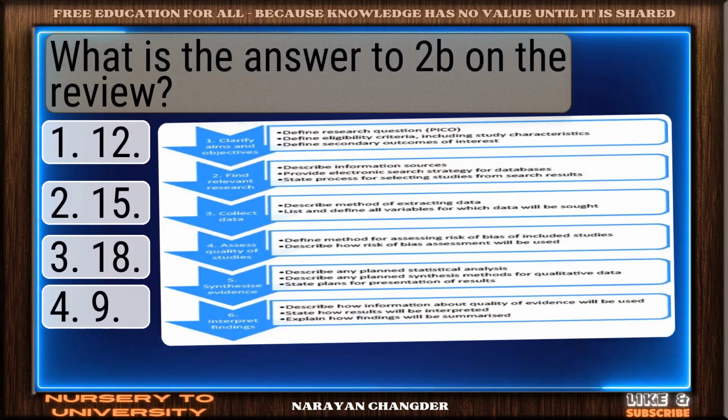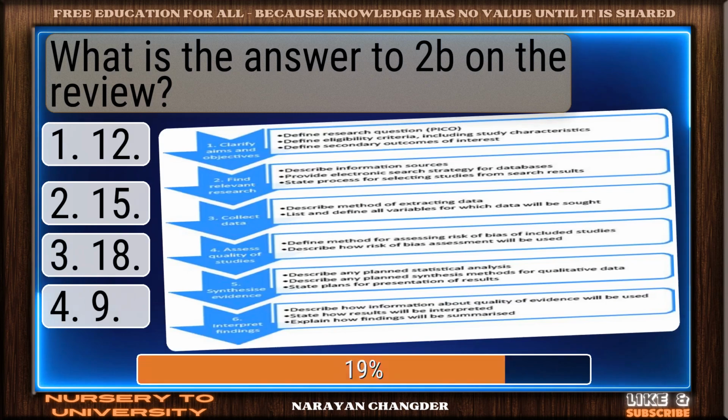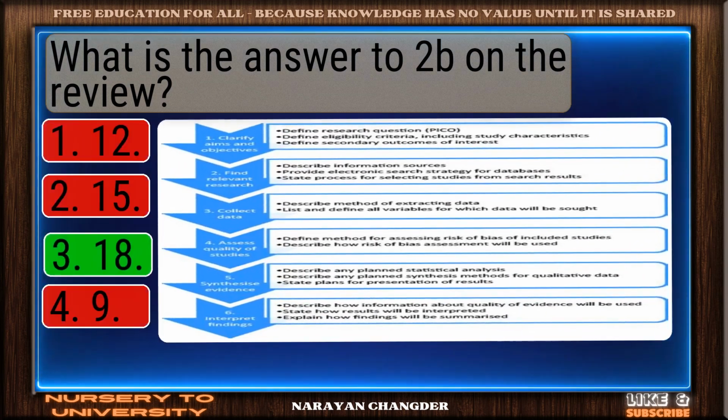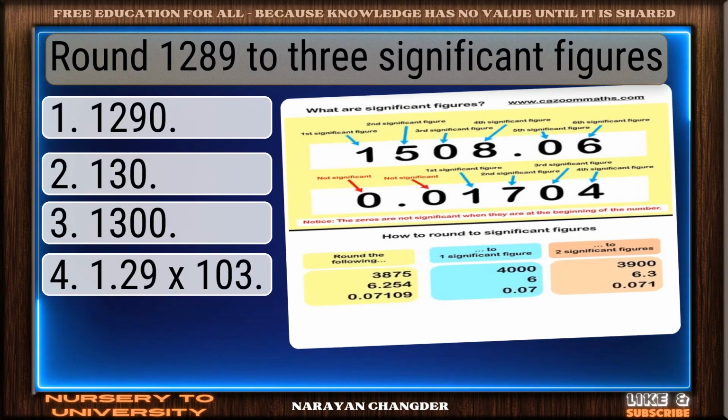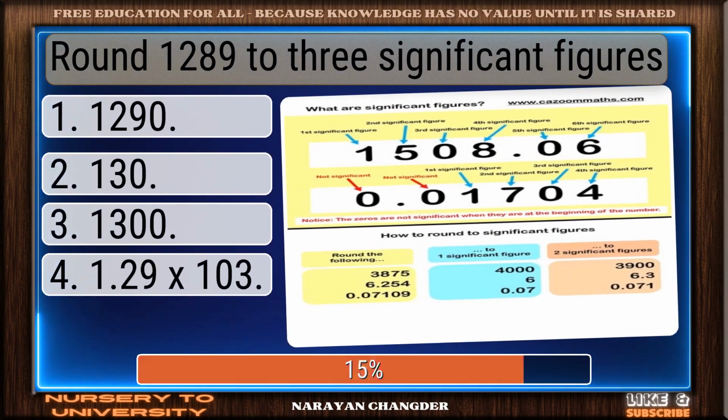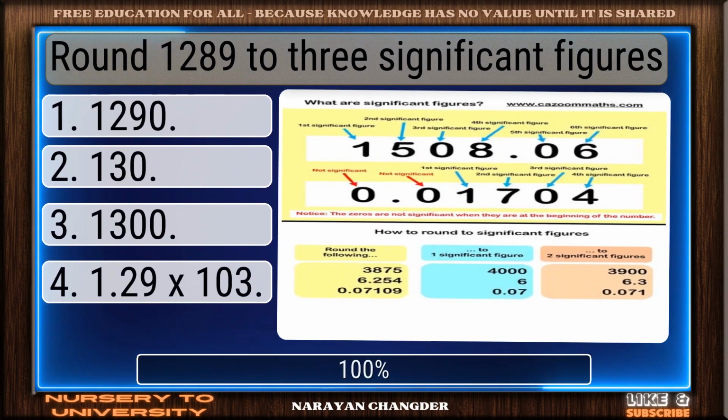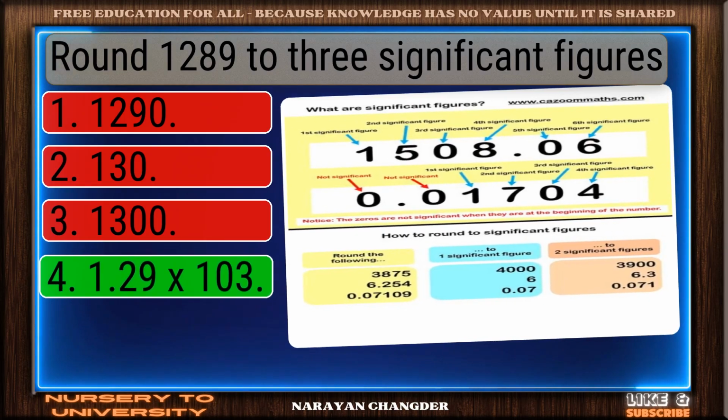What is the answer to 2b on the review? Good job. Your answer 18 works well here. Round 289 to 1 significant figure. 3 x 10^2 is the answer.